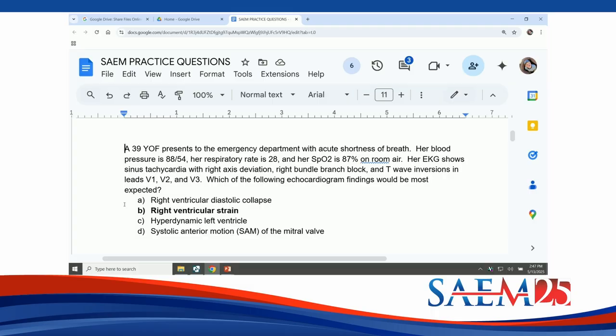I kind of agree with that. I guess they don't come right out and say her EKG shows right ventricular strain, but you're looking at it, trying to decide if they know the definition of right ventricular strain. That's really what the question is asking. So what do we think about this as a testing point? Is this something we want to test?